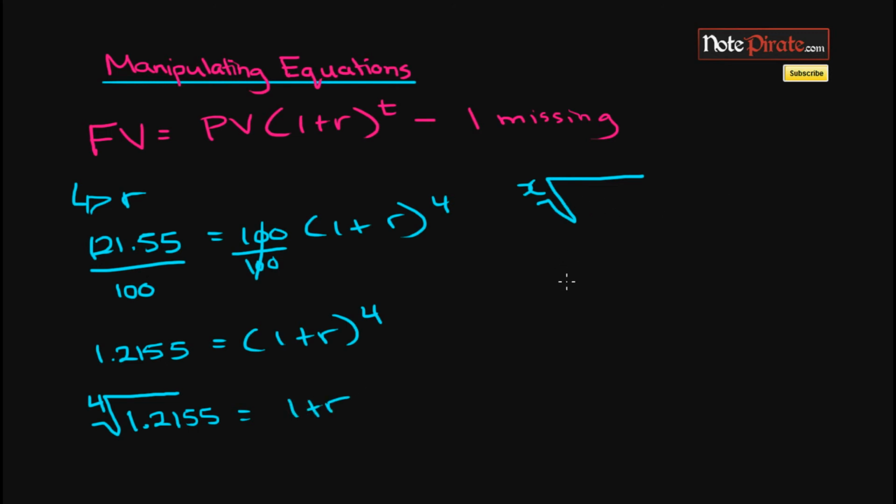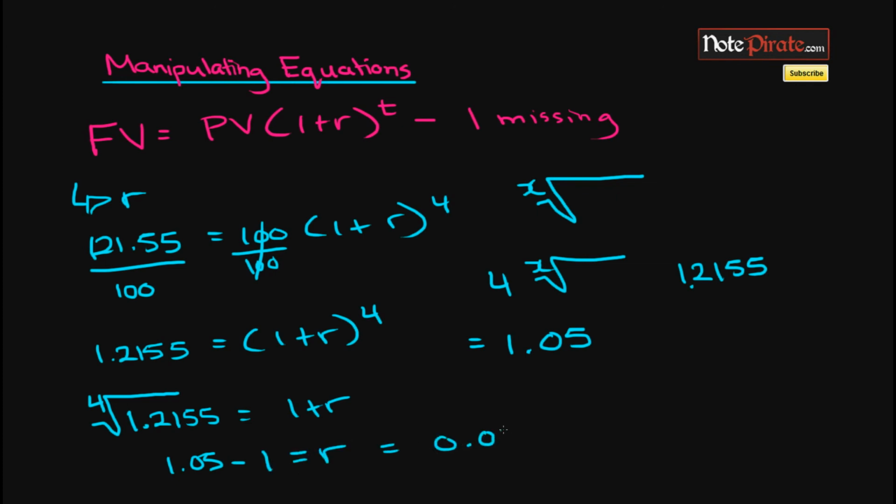So on our calculator, we're going to punch in 4, and then this symbol, and then we'll punch in 1.2155. And that's going to yield a figure that's close to 1.05. And since we have 1.05, we just need to subtract the 1, and we'll be left with r, which is going to be 0.05, or in percentage form, 5%, which is the discount rate.